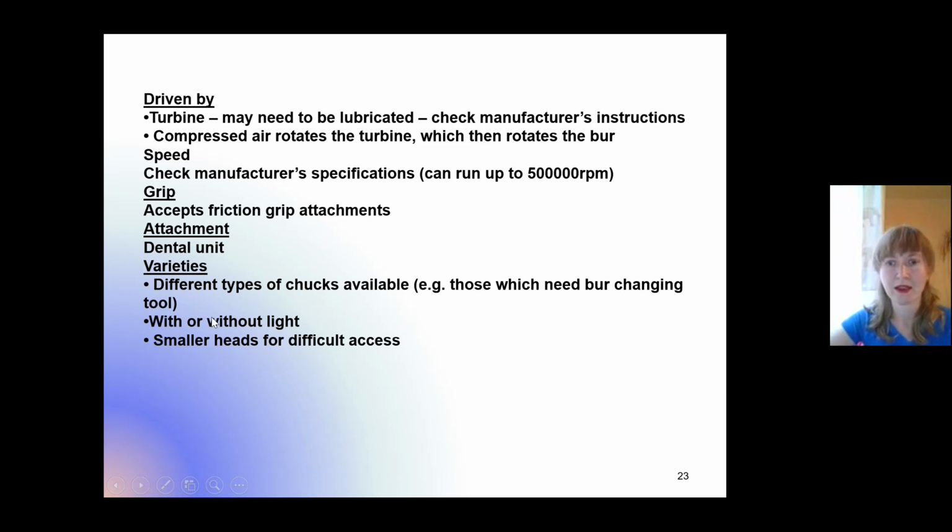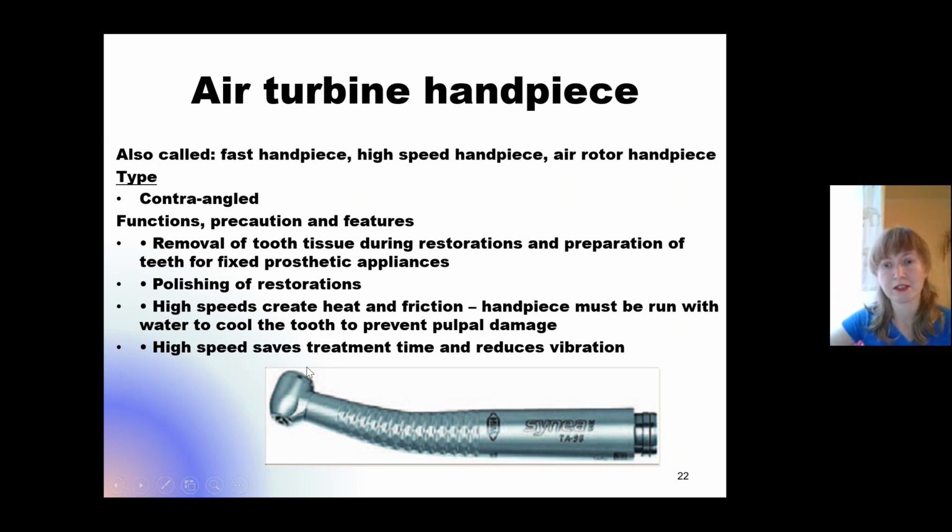Varieties of handpieces can be different. With or without light, with smaller heads for difficult access. Usually such handpieces demand a special burr-changing instrument, but modern types of handpieces do not. They have a button on their head, and the dentist just presses the button that is located on the head of the instrument. Actually, here it is the head of the handpiece, and it is the handle.